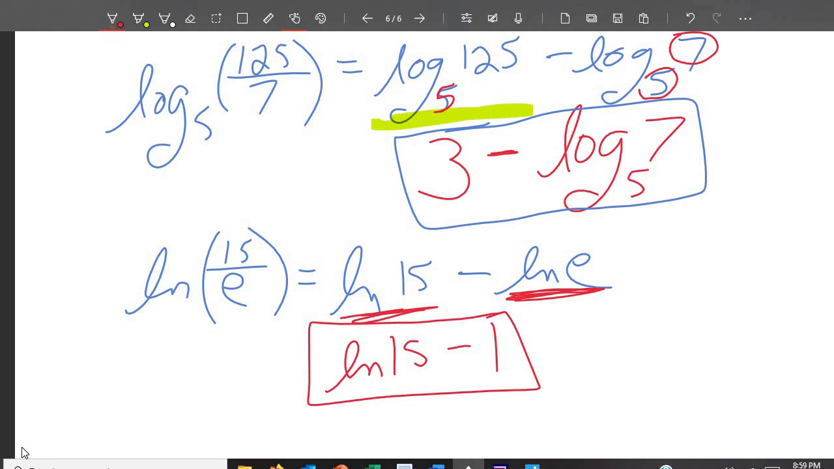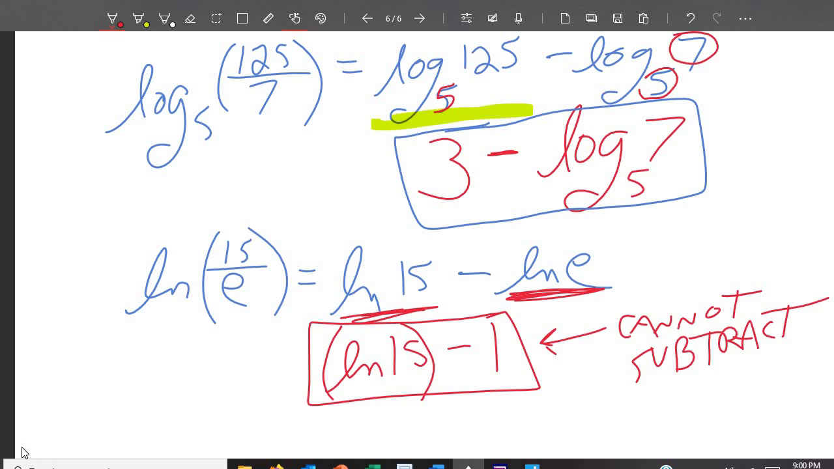Now, let me explain this so you don't get confused. I can't subtract a 1 from the 15 because the 15 is attached to the natural log. They go together. So that has to be the final answer. What I've got squared off is definitely the final. Cannot subtract. I guess if you want to subtract, you'll get the wrong answers. I guess that's up to you.